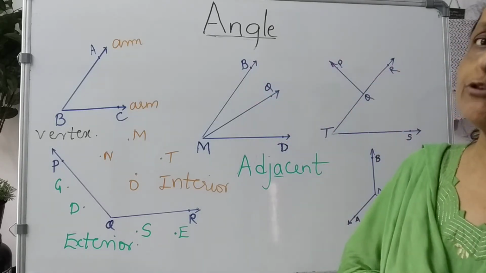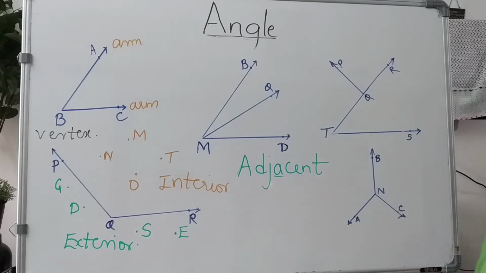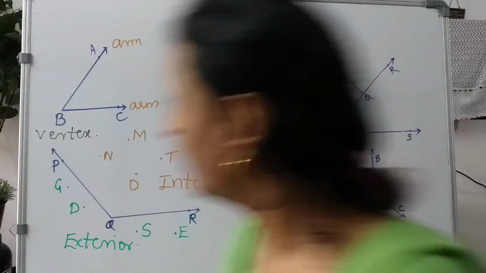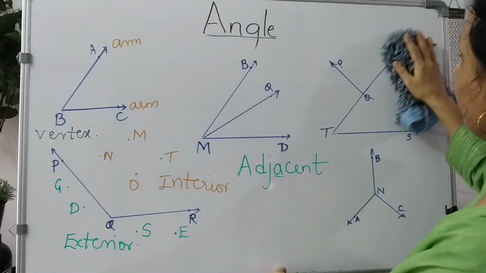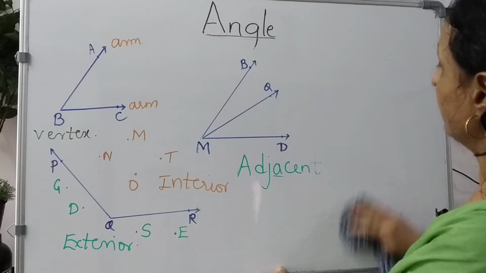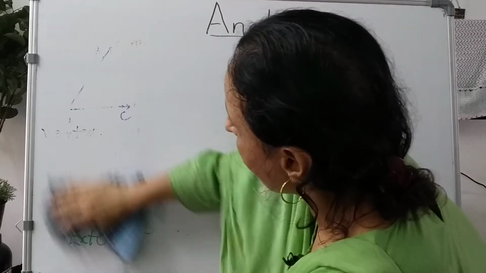Now let us do complementary angles. All of you have studied complementary angles in lower classes. They are the ones which total to make 90, then they are complementary angles. So let us see what complementary angles are.